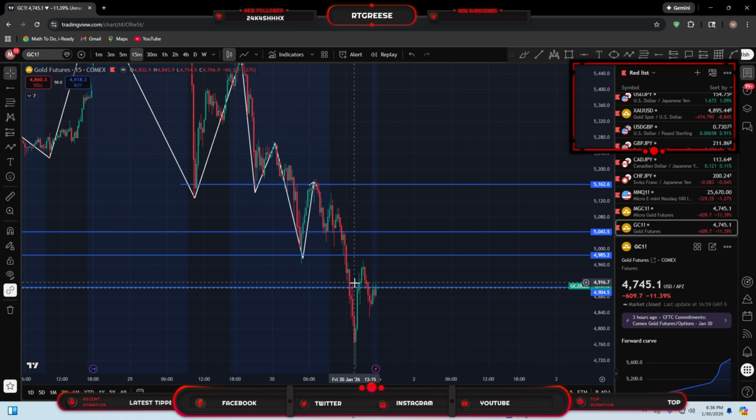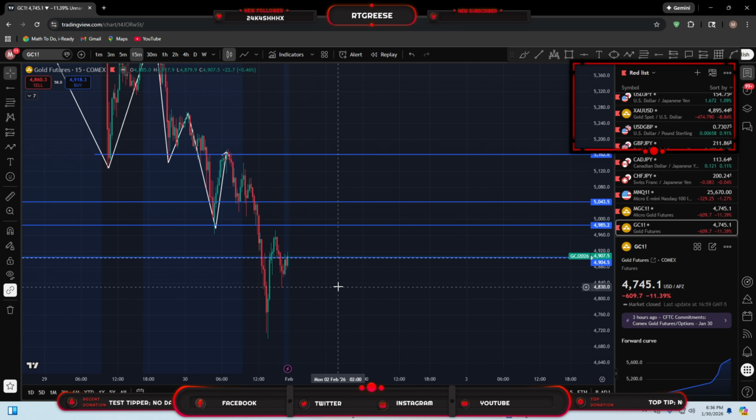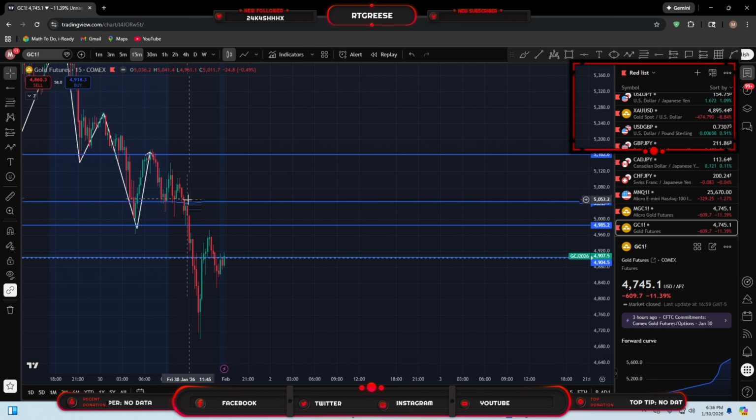I actually took this trade not too long ago. I almost blew my account. I was down 1,900 and I'm up 1,200 off this one trade alone. I got in up here. I played it all the way. I literally played this whole thing.